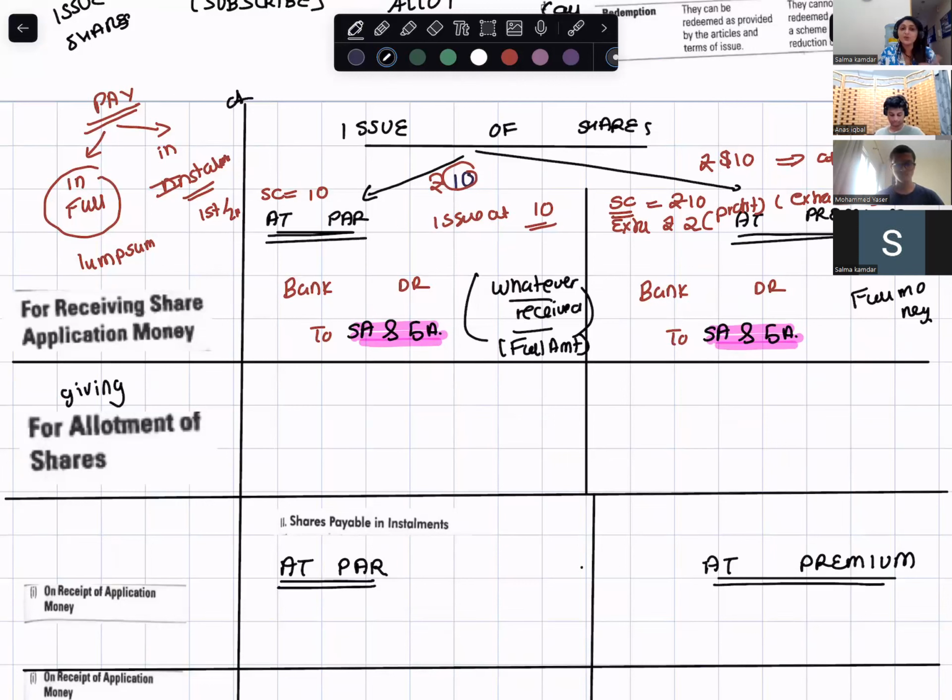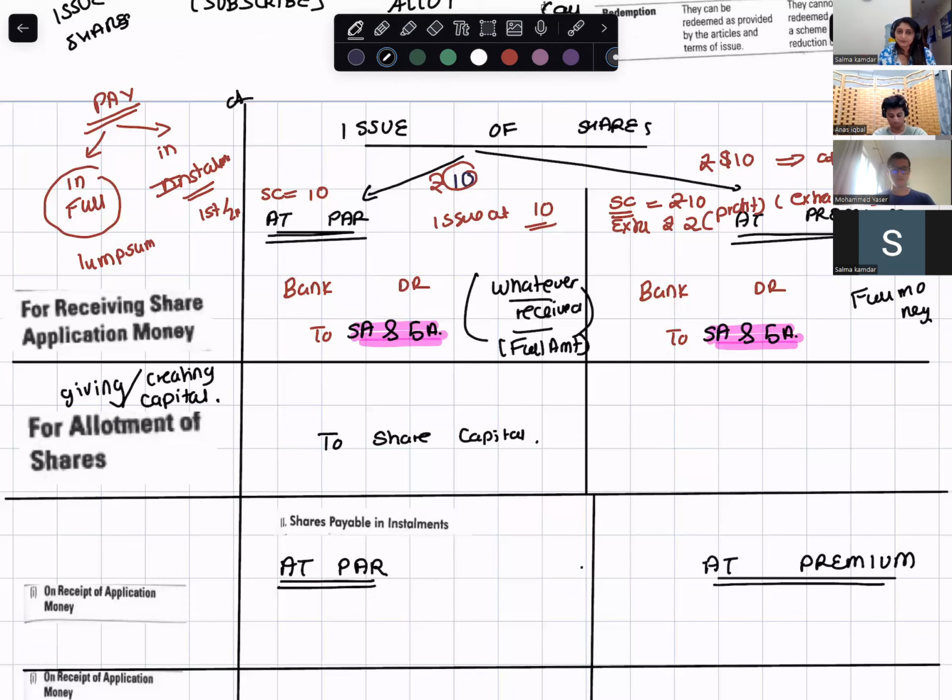If you're giving them the shares, what does it mean? Share allotment debit to capital. If you're giving them the shares, you are creating capital. If you're creating capital, we're getting the money, right? Means share capital will be credited. Are you with me? Yes. You're allotting the shares, that means you're giving the shares, that means you're creating capital. And whenever you create capital, share capital will be credited.